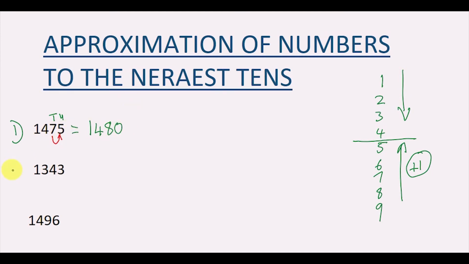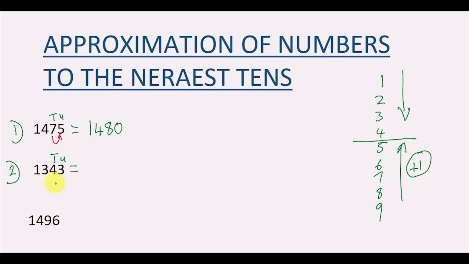Then I will show you an example. Now this number I'm looking at here is 1343 to the nearest tens. The same thing I did. What will I do first? Place value. First of all, let's check which number is our tens there. So that is units, tens. The number that falls under the tens is 4.